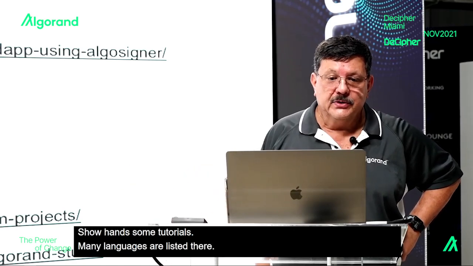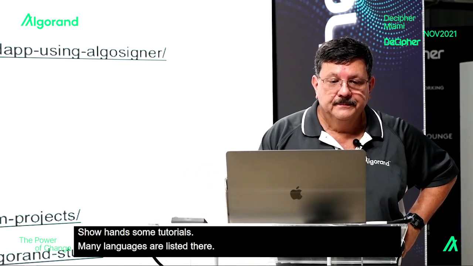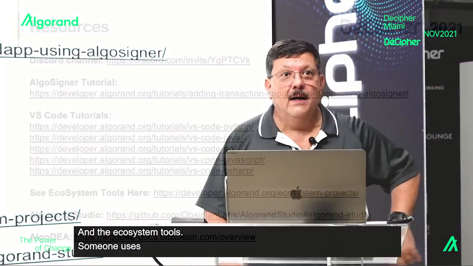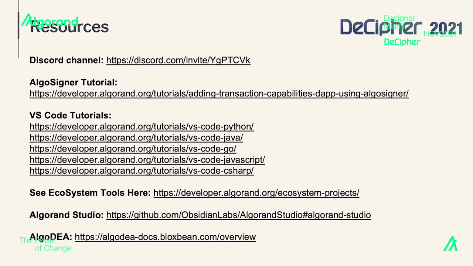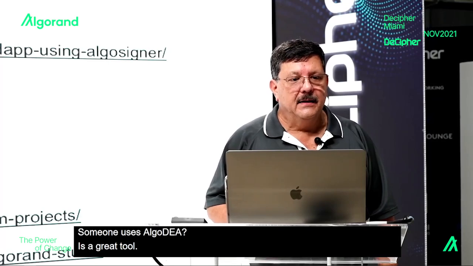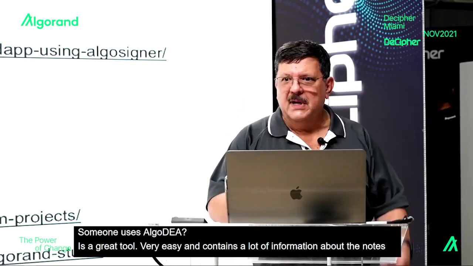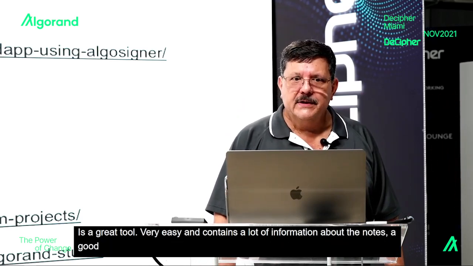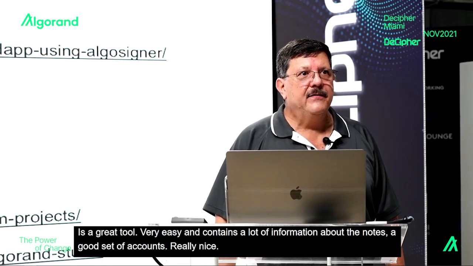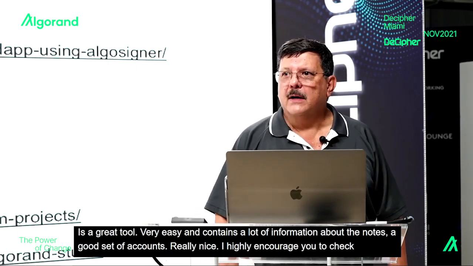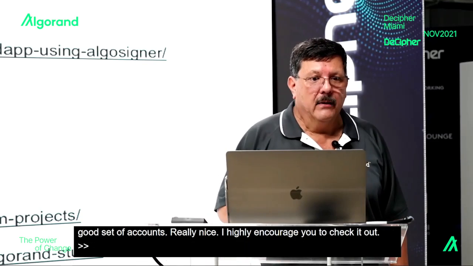Also, the ecosystem tools, like we talked about, a good link there as well. Anybody here use Algodea? That's a great tool. Check that out. It's an IDE. It's all visual. You just right mouse click, say, okay, I want to create an account. Boom, it does it. And right click, okay, I want to do an LSIG transaction. Very easy. It really contains a lot of the information about the nodes, all real handy. And you have a nice set of accounts that you can work with just from a development standpoint. Really, really nice. So I highly encourage you to check that one out. That'll save you a lot of time. Anytime I need to whip up an account to do some testing, I'll pop that up and just do a right mouse click and then go ahead and do my new account, for example.